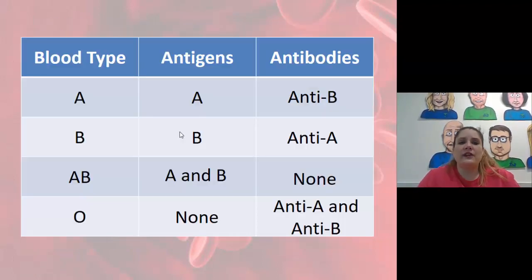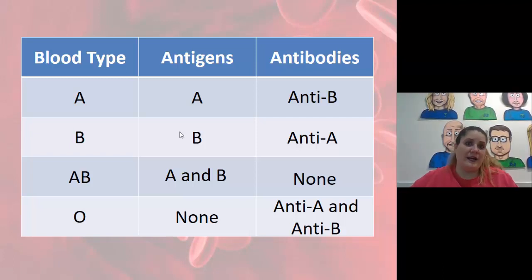So if we're looking at type A blood, it's going to have an A antigen on it, and it's only going to have anti-B antibodies. Yes, it's going to have anti-B antibodies, okay? If we have type B blood, it's going to have B antigens on it, and it's going to have anti-A antibodies in the blood, not on it, in the blood, okay?